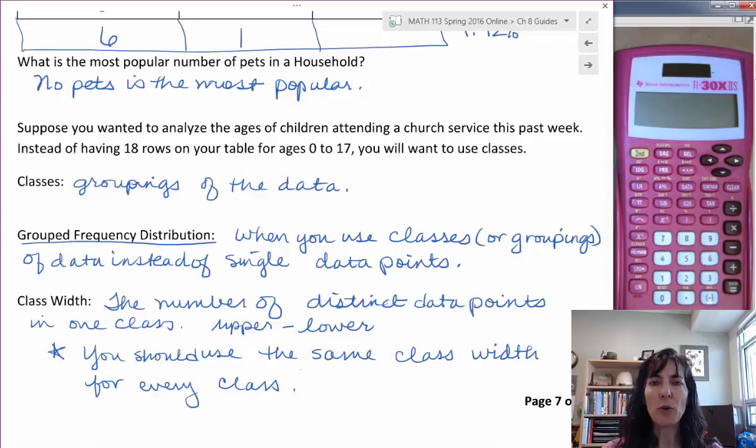So if we decide that we're going to put 4 ages into the first class, in the first row, for example, we should put 4 ages in the second class, the third class, and the fourth class. We don't want to put 3 years in the first one, then 2 in the second, and 4 in the third. That wouldn't work as well for comparing the information. So that's the background behind using a grouped frequency distribution, and let's take a look at an example of that right now.